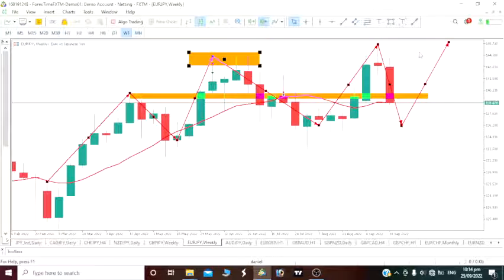Now, is the pullback level over? Definitely not. We are still going to be having a drop this week. We are talking about, we will still have a drop.